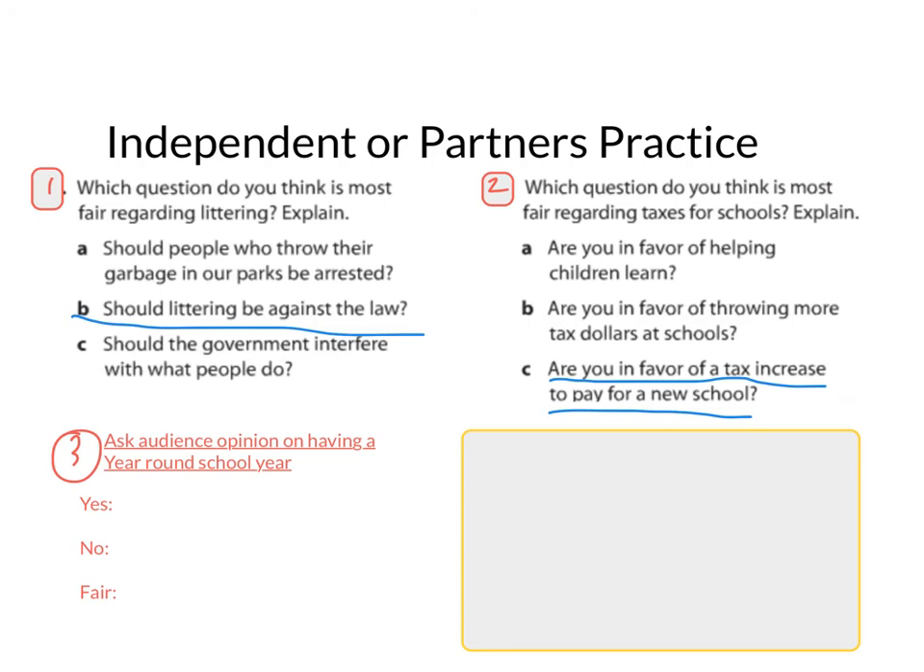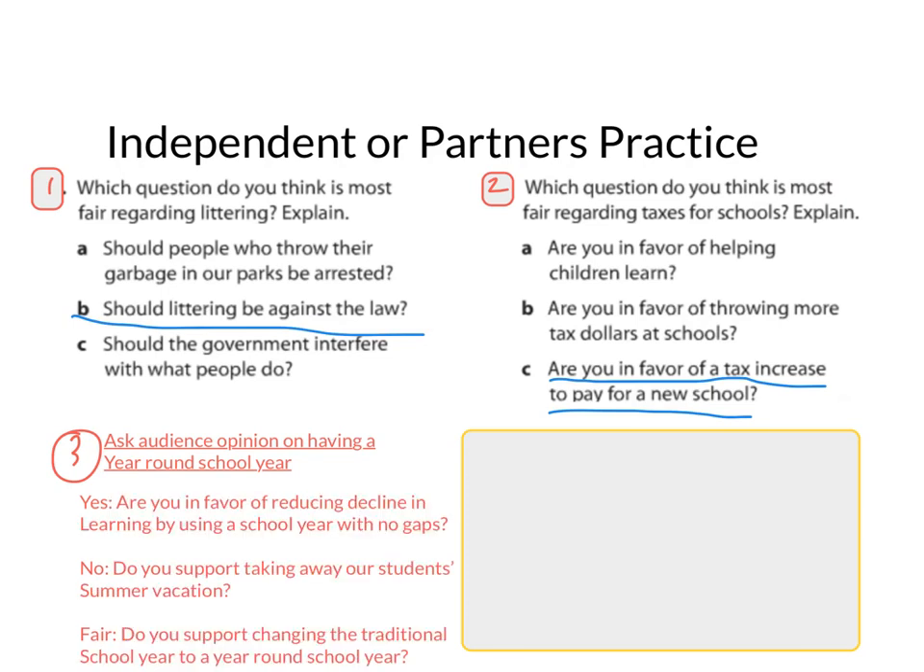Now I'm going to ask you to think on this. I want you to ask a question that leads the audience to say yes, leads the audience to say no, and then a fair question on the topic of a year-round school year. I want you to try. Once you have all 3 questions, you can come back. I'm going to show you mine in 3, 2, 1. All right, there are my sentences for leading them to say yes, no, and fair. Please read those and notice how I did that.